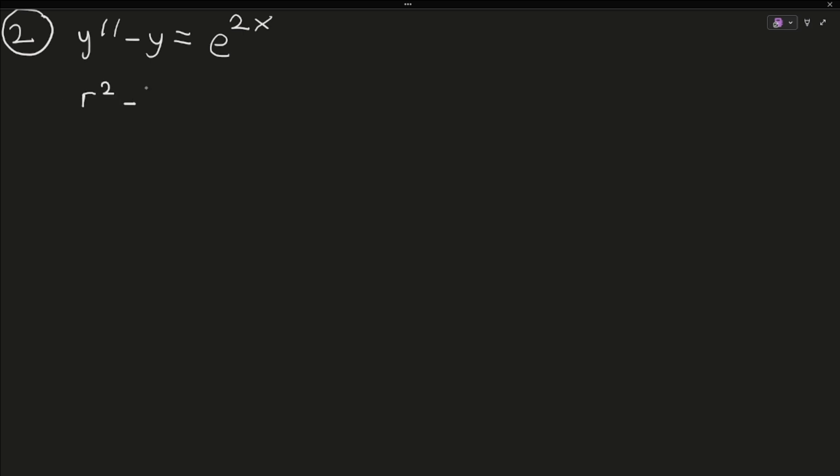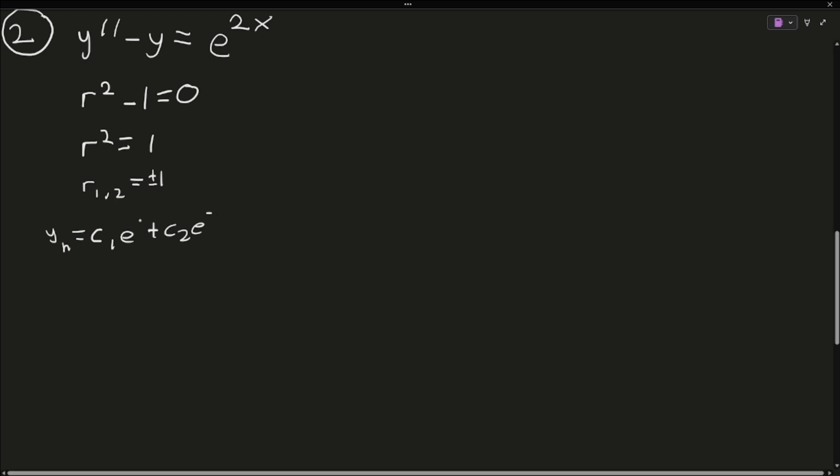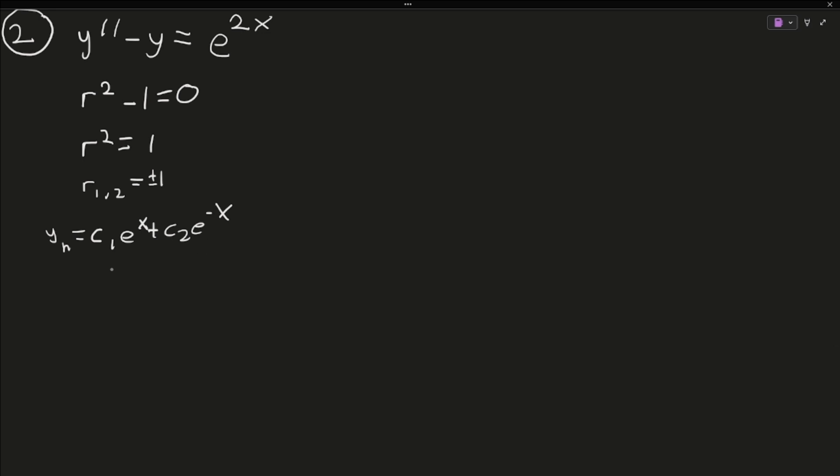So we will have r squared minus 1 as our characteristic equation, r squared equals 1, and our roots will be r1,2 equals plus or minus 1. So we have distinct real roots. Our homogeneous solution yh will be c1 e to the t plus c2 e to the minus t. Actually, we have an x variable here. It is important to watch out for variables, so we would have c1 e to the x plus c2 e to the minus x. And our fundamental set of solutions, y fundamental, will be e to the x, comma, e to the minus x.